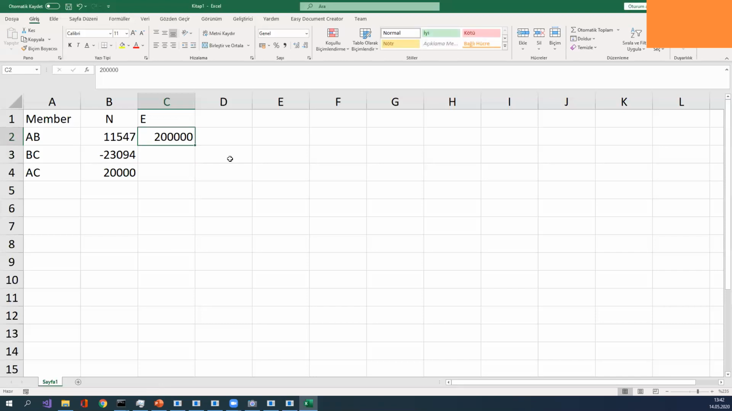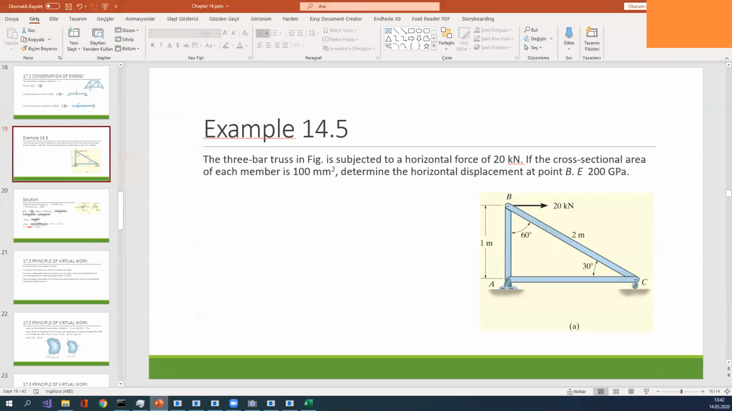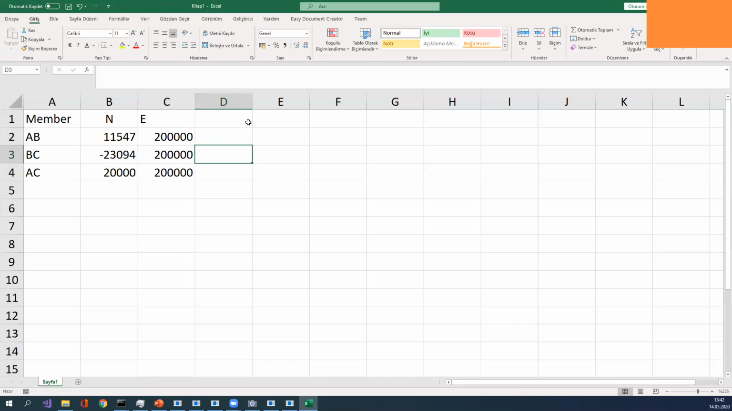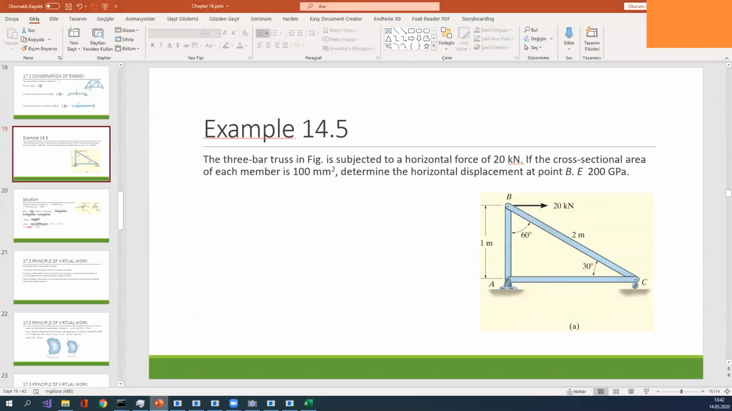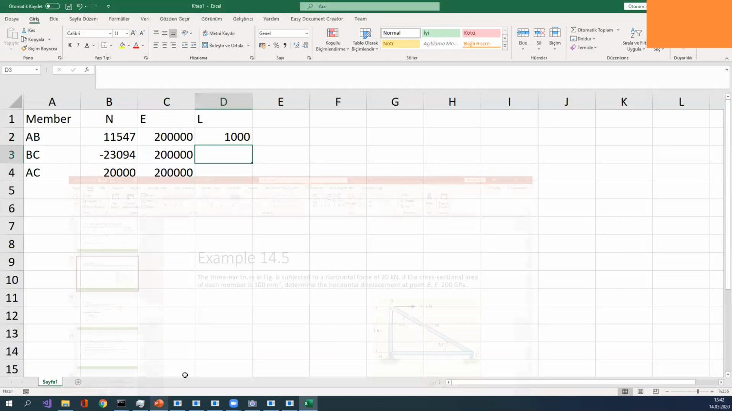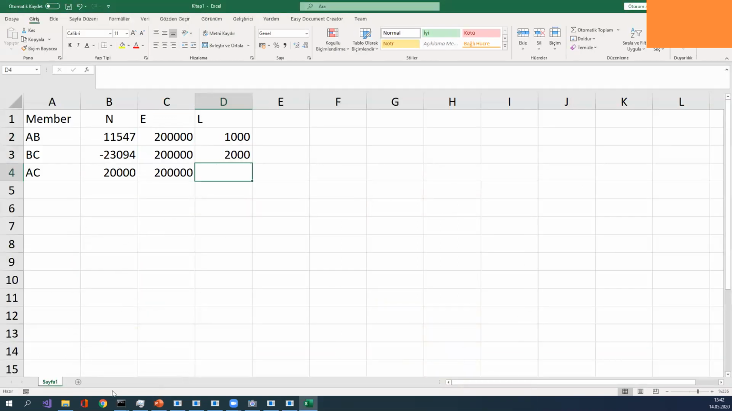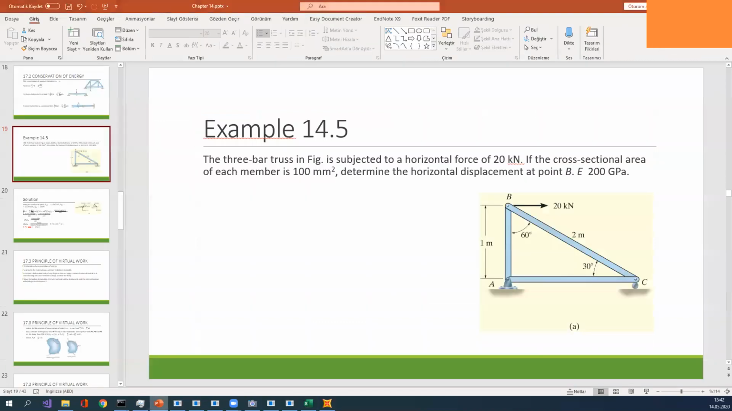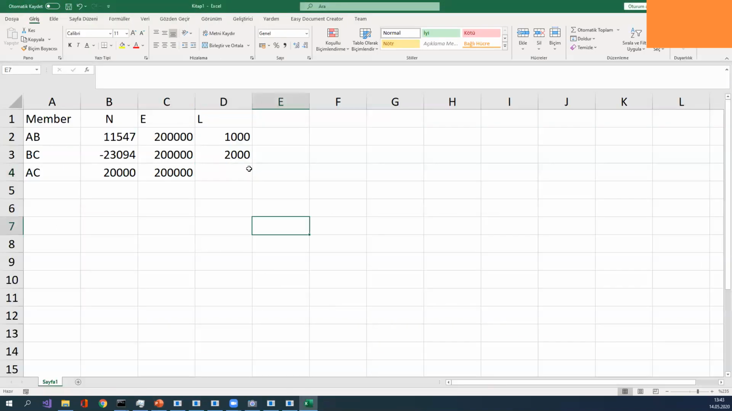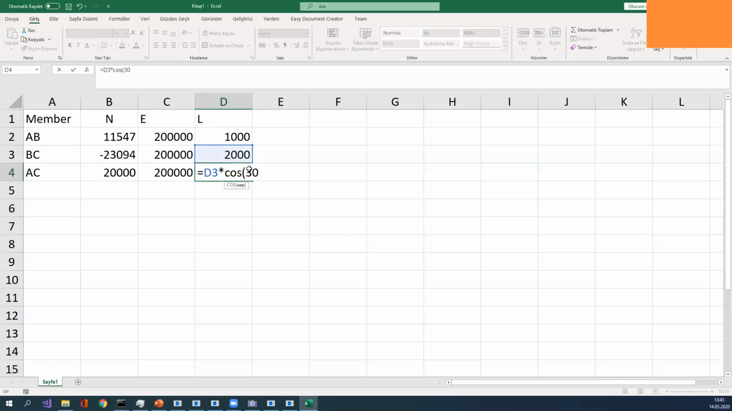Also, L is needed for the AB element. We have a 1 meter length, therefore L is equal to 1000. For BC, we have 2 meters, therefore 2000. So what about for AC? AC I can find as 2000 times cosine of 30. Therefore, I can use the formulation, this one times cosine 30, like this.